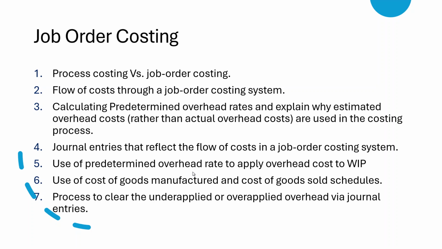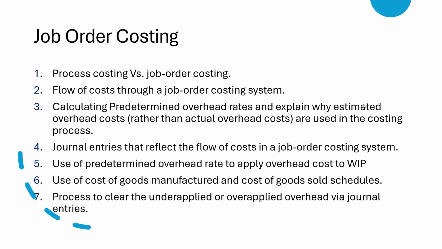Then we're going to look at how we clear that out, and what the process is for the overhead rate to apply. In number 7, we're going to look at the underapplied overhead and clear it out from the system, applying it either to cost of goods sold or to another account, depending on the status. Number 6 is creating a schedule: the schedule for cost of goods sold, which actually starts with cost of goods manufactured. These are the 7 learning objectives that we're going to talk about today.